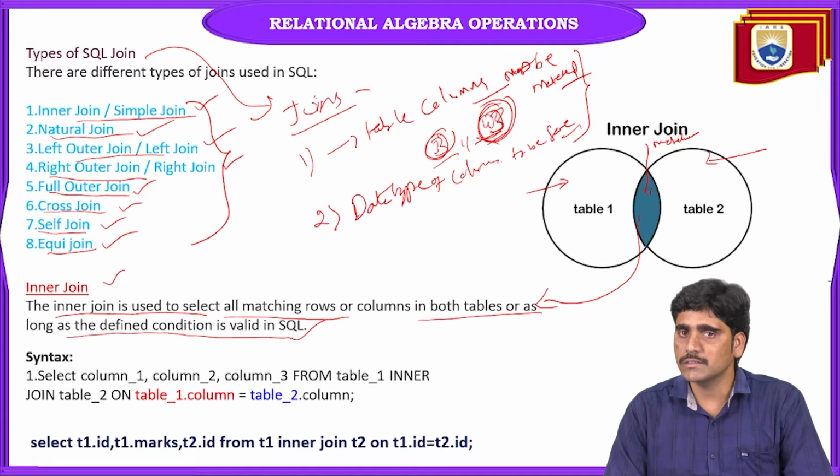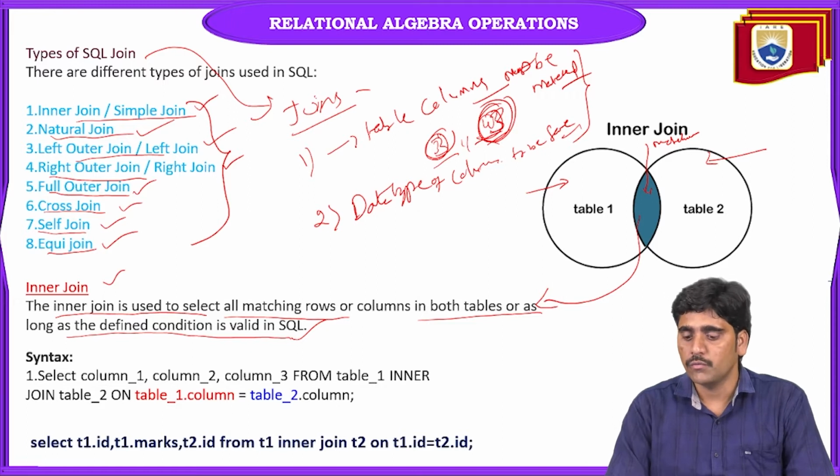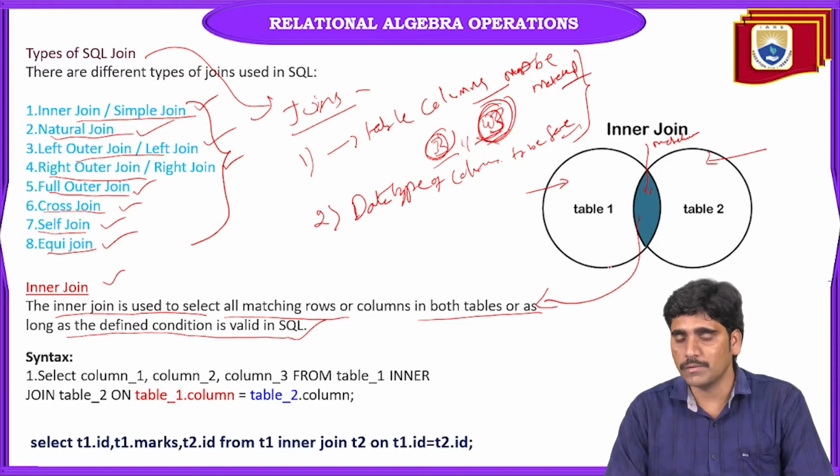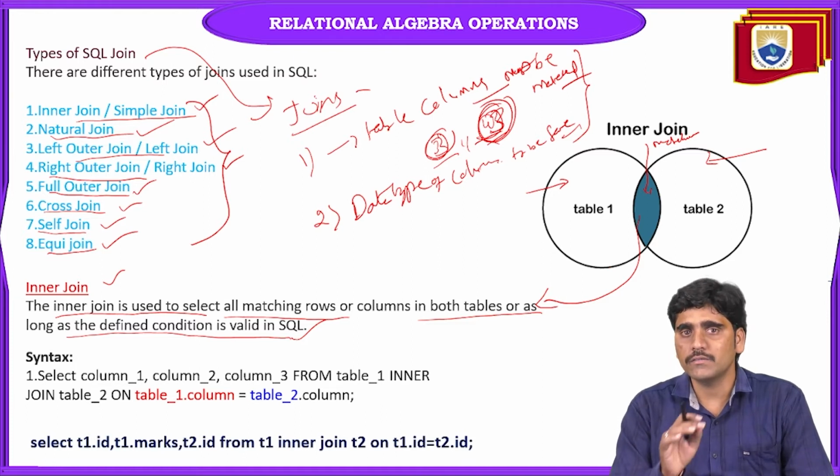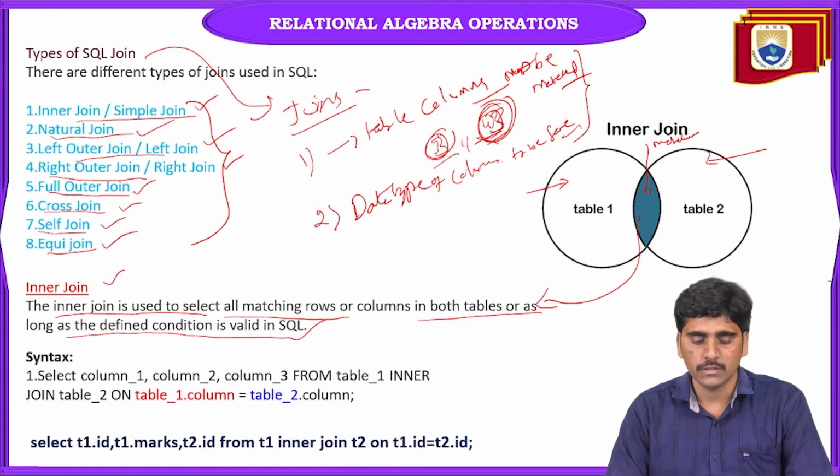We already discussed it in the set operators also. We can perform an intersection operation in other software, but in SQL it may not happen. Instead of the SQL intersection operation, we can perform the inner join operation. So inner join retrieves all the matching rows or columns from the two tables. So what is the syntax here?